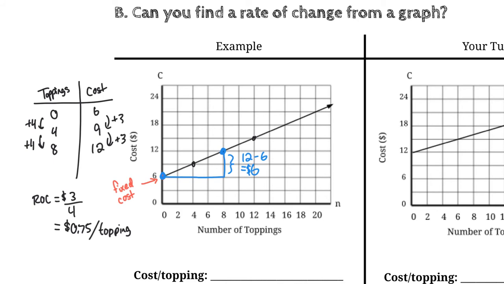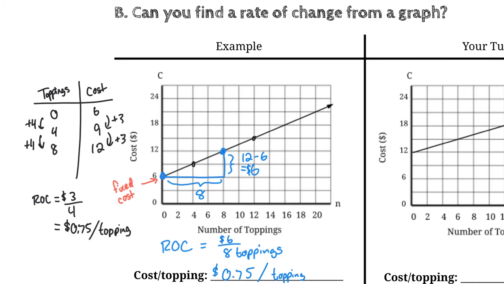And now we want to look at how much the number of toppings increased by from our first point to our second point. So again, we're looking at this horizontal line down here. At our first point, we had 0 toppings, but at our second point, we have 8 toppings. So our change in the number of toppings is 8. So our rate of change is $6 for 8 toppings. And if we do that calculation and simplify, 6 divided by 8 is 75 cents per topping, for 1 topping.